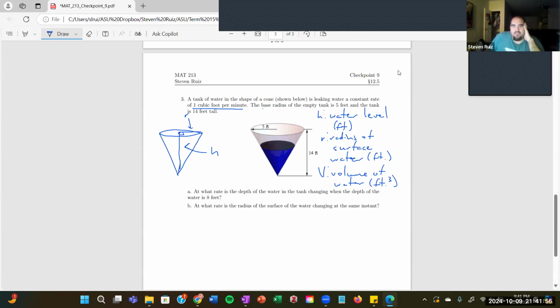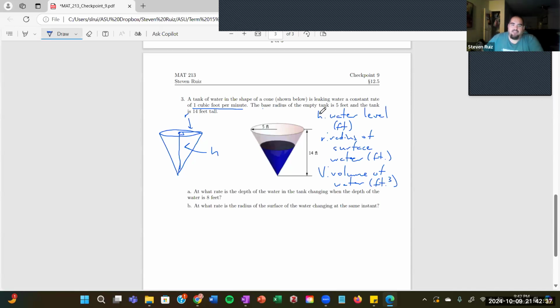Okay. All right. So now let's do this. To be clear, something I want to point out is I haven't even looked at what this question is asking us to do. And I think that's a good thing that I would encourage you all to do: just start cataloging the information that's in here. It's probably all going to be useful, but just see what you have. And now let's look at question A here. At what rate is the depth of water in the tank changing when the depth of the water is 8 feet? Okay, so is there an equation I can use that joins all these things together?